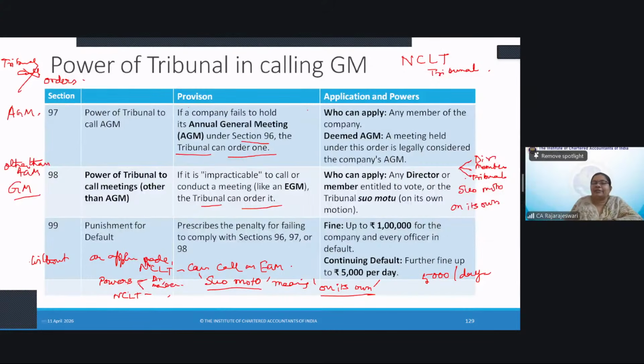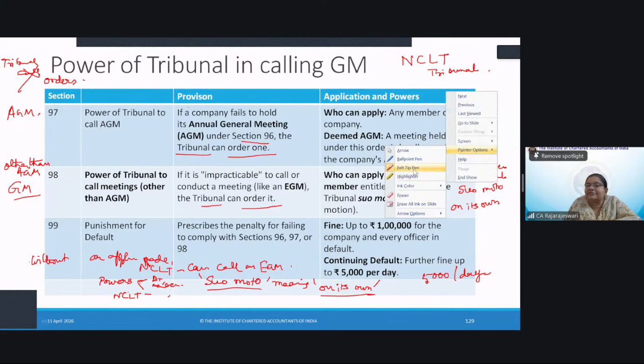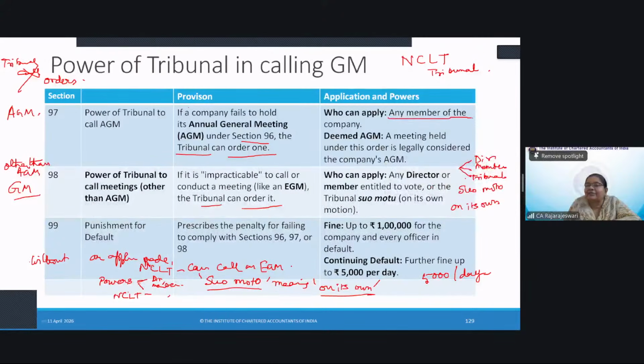Only a member can apply. For AGM, the directors cannot apply. Who can apply? Only a member can apply. Suo motu power is also not there. Right? So if they say AGM, any member can apply. Any member of the company. See, the wordings are very important. Here it is specified as any member of the company, whereas here it is specified member entitled to vote.